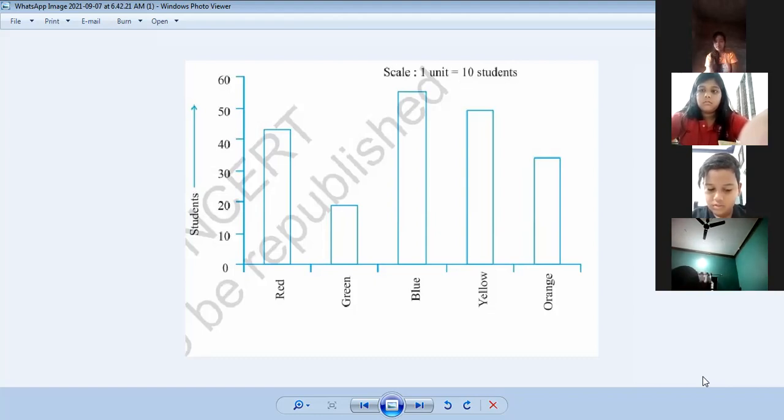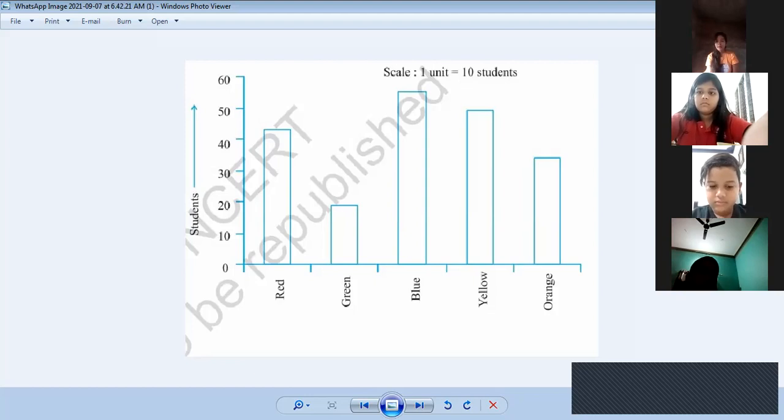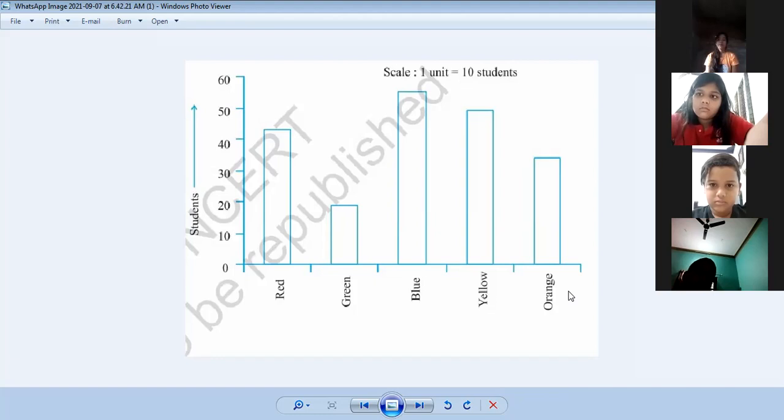200 students of 6th and 7th classes were asked to name their favorite color so as to decide what should be the color of their school building. What do we have to do here? Which are the favorite colors chosen by the students? Red, green, blue, yellow, and orange. And what is the number of students corresponding to these colors? How many students chose red as their favorite color?